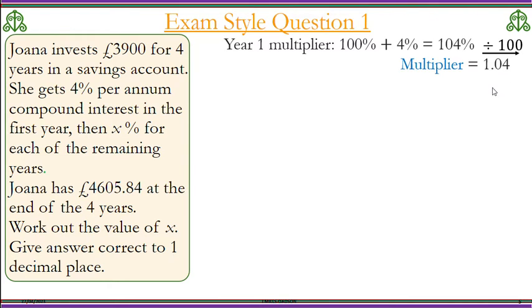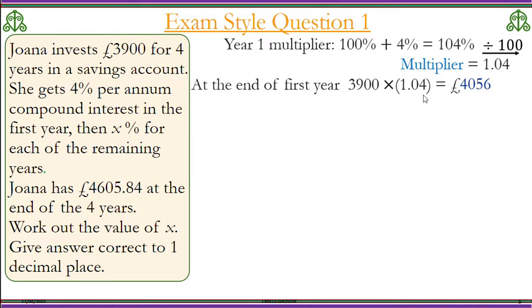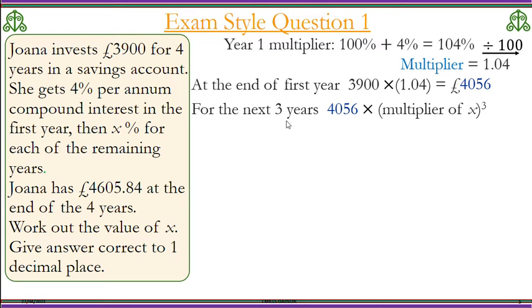So let's work out how much you will make at the end of the first year. We multiply 3,900 by our multiplier. So this is what we're going to make at the end of the first year. And since the second, third, and fourth years have the same interest rate of X, we can now say that for the next 3 years it is 4,056 times the multiplier of X.